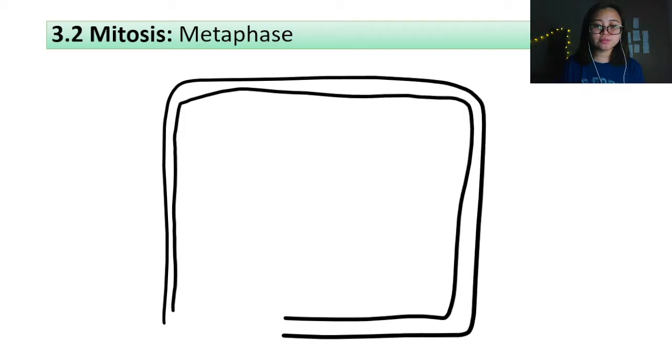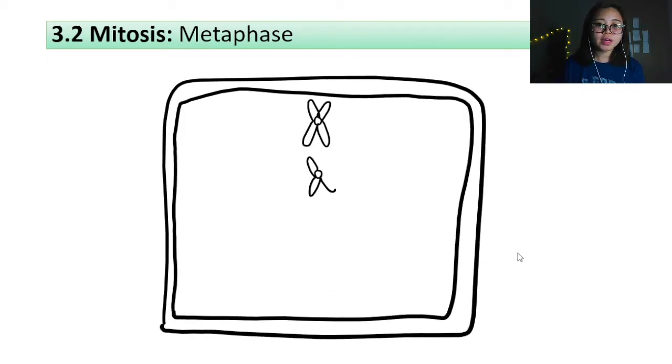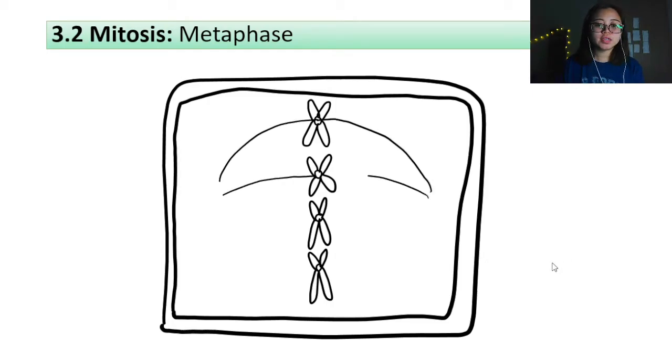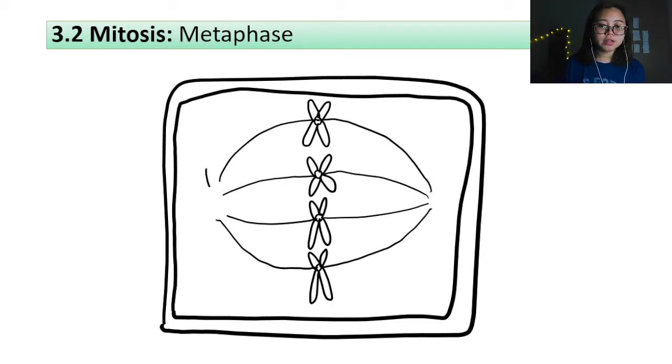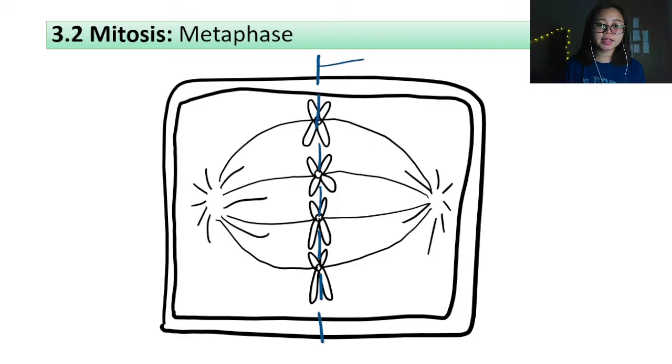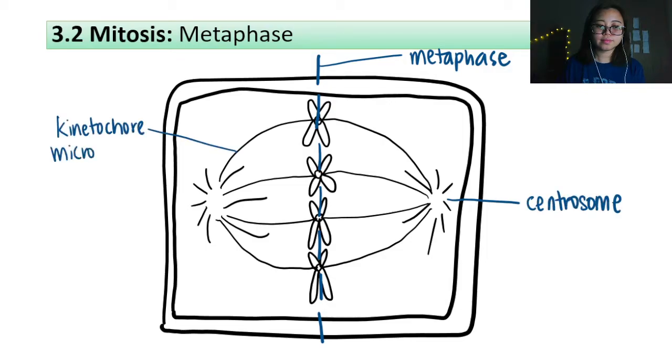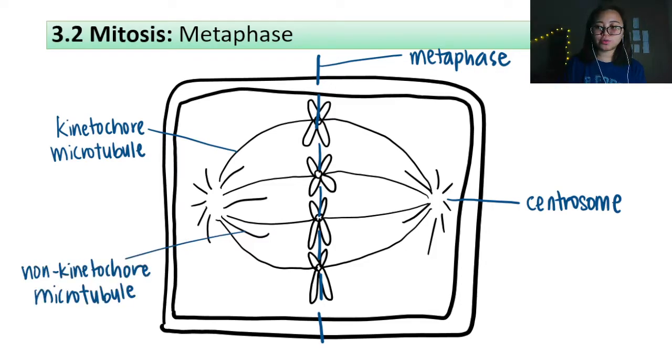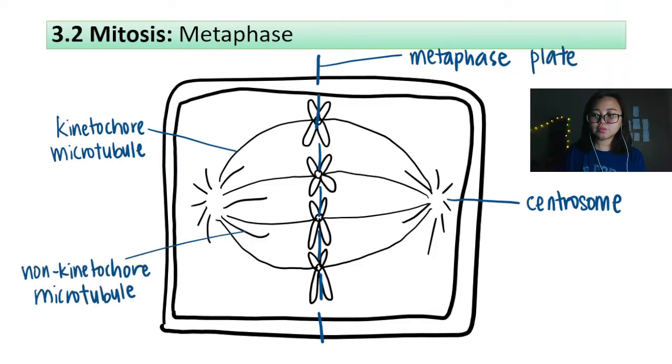Okay. Now, let's draw it as plant cell. Plant cell, lukis plasma membrane dengan cell wall. Susun kromosom di tengah. Lukis spindle fiber. Lukis centrosome dengan non-kinetochore microtubule. Dan saya gariskan metaphase plate. Kinetochore microtubule, non-kinetochore microtubule. Oops, metaphase plate.